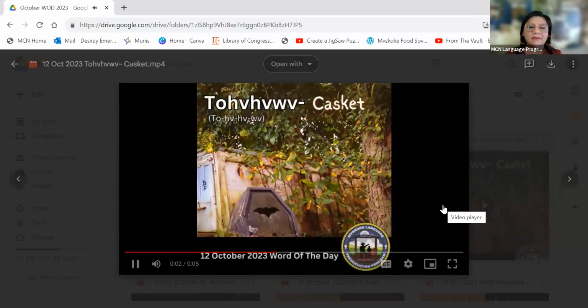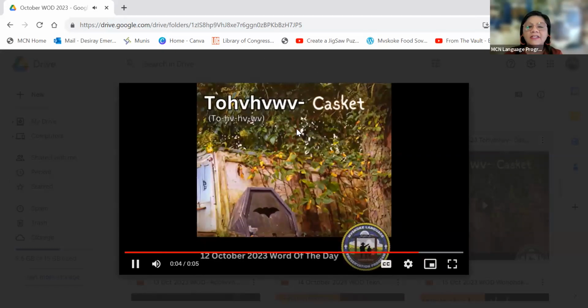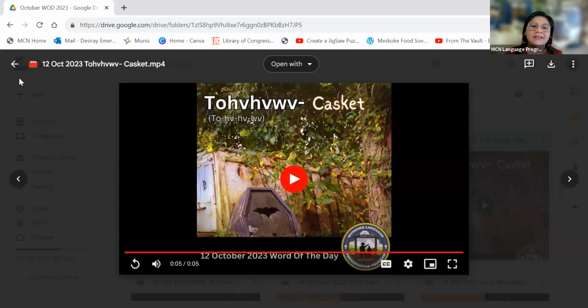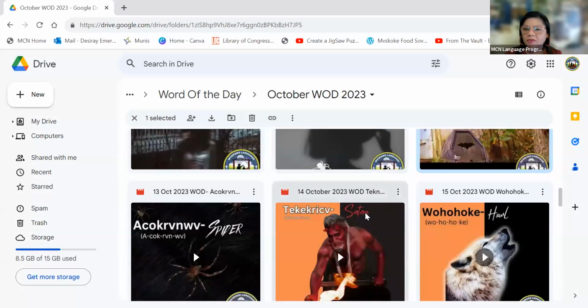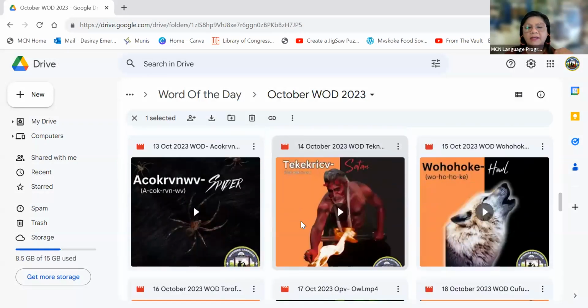Duhahawa, casket. I remember Mvhayv Barnett talking about this, because this is her lesson that she taught before. Dohahawa is a box. But when you're talking about burying a person, it's a casket. So there's not really a word for casket, but Dohahawa is box.